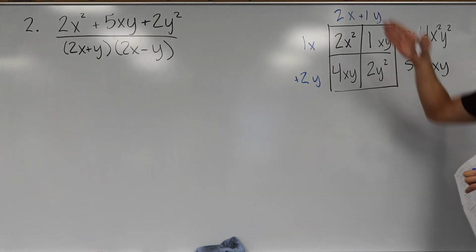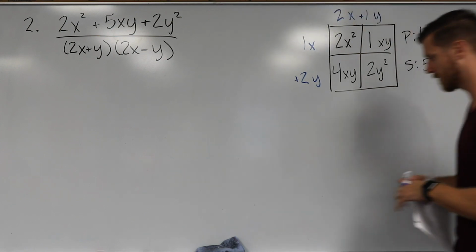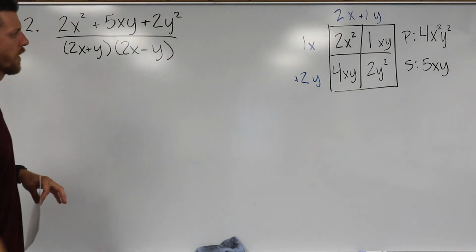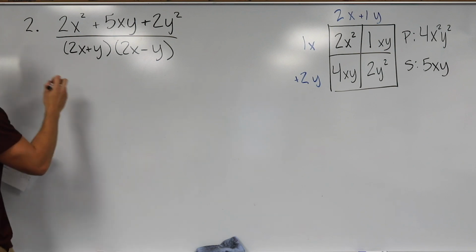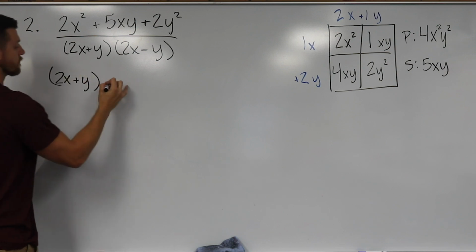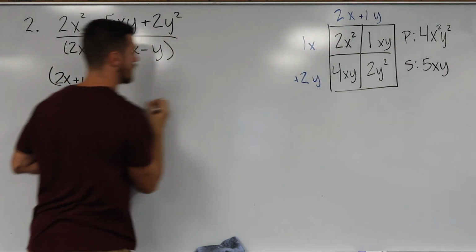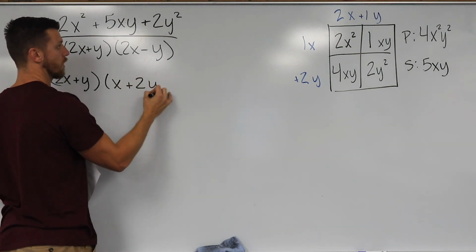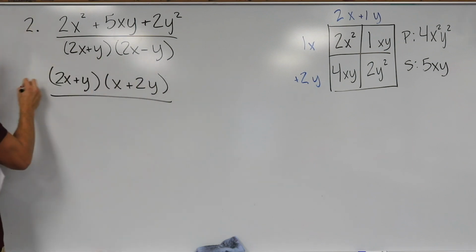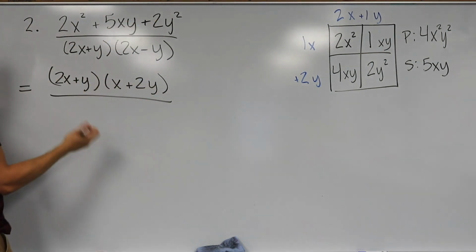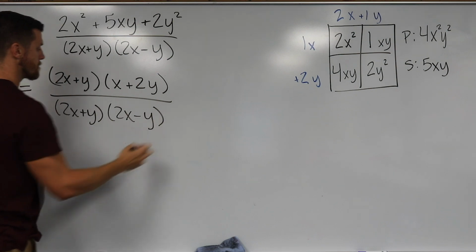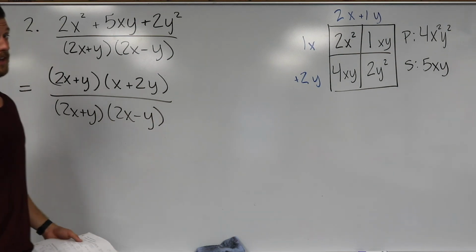There are your factors to the numerator. So I'm just going to use the stuff in blue. I'm not going to use the 1s in front of the y and the x, that just looks weird. But what you have is 2x plus y, times this other factor, x plus 2y, divided by 2x plus y, 2x minus y. This guy's still there, so these are equal. I'm just rewriting this as factors. Our goal here is to see if anything cancels. Well, does anything cancel?